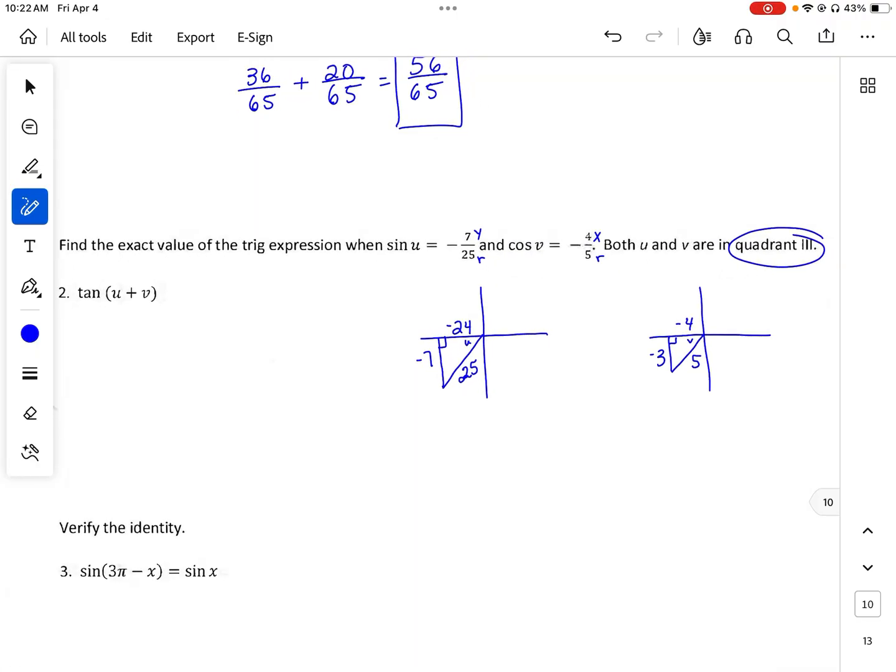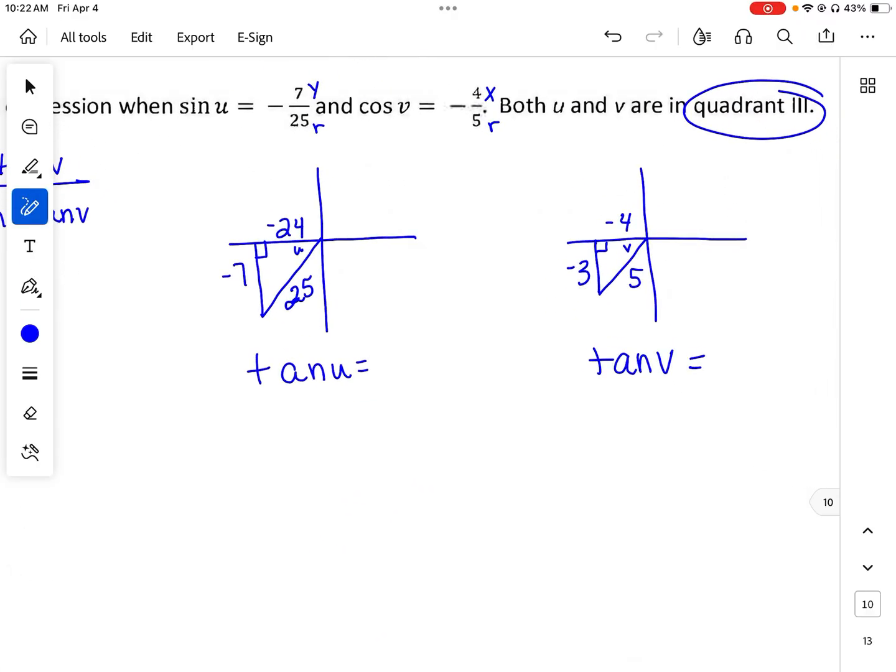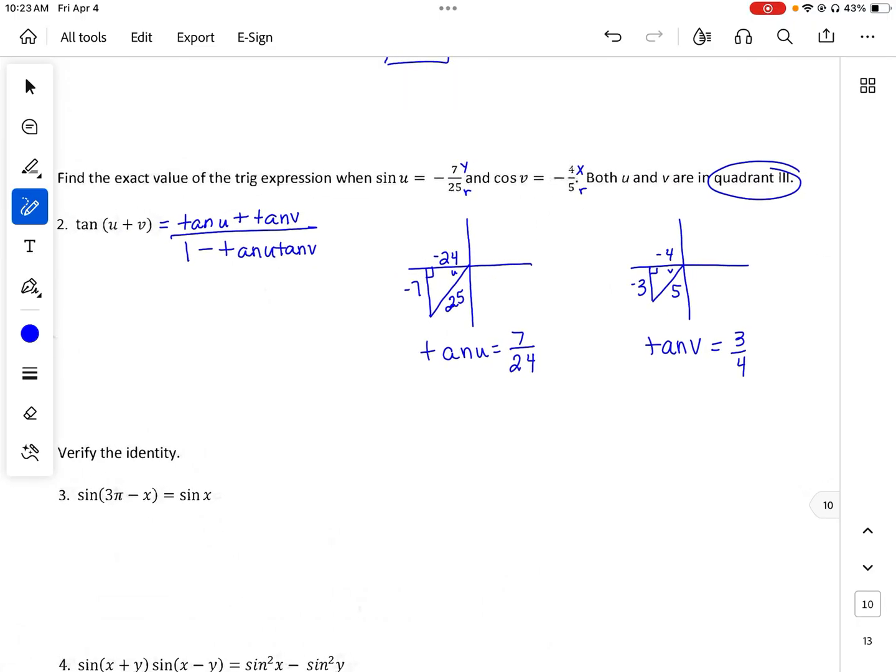Now let's look at our formula, tan u plus v. So our formula for tan is tan u plus tan v over 1 minus tan u tan v. Okay, so in order to do this, I have got to do my tan for both u and v, and once I get that, then I'll be set to go. So tan of u is going to be negative 7 over 24, which comes out to be positive 7 over 24. Tan v is negative 3 over negative 4, which is positive 3 over 4.